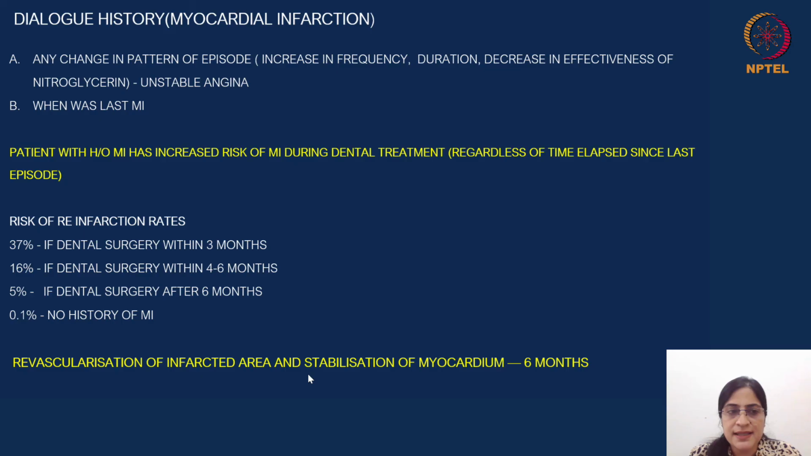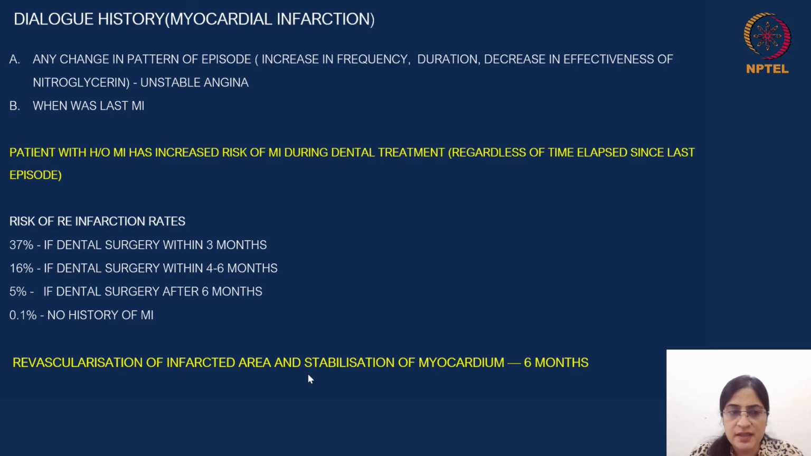It is maximum in case you try to do a dental procedure within 3 months of myocardial infarction, while it is still 0.1% even if the patient gives no history of myocardial infarction. So there is always a risk of myocardial infarction in high-risk patients happening in the dental chair. And why do we always tell you that 6 months is the ideal time you have to wait for any elective dental procedures in case the patient gives you a history of myocardial infarction?